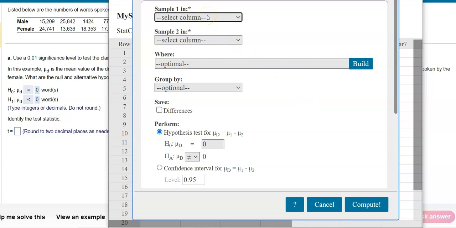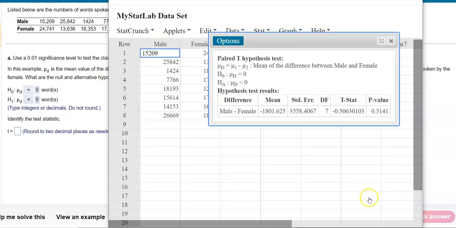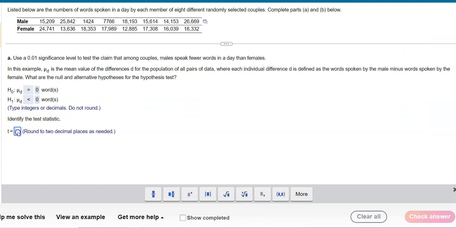So in column, the sample for the first one is going to be the males. The sample for the second group is the females, right? And remember, we said that we were doing males minus females is less than 0. So down here we're going to say perform a hypothesis test, and that the difference here is less than 0. Click compute. So now we have our test statistic right here under t-stat. So we're going to go ahead and copy this and paste it over into the answer field.